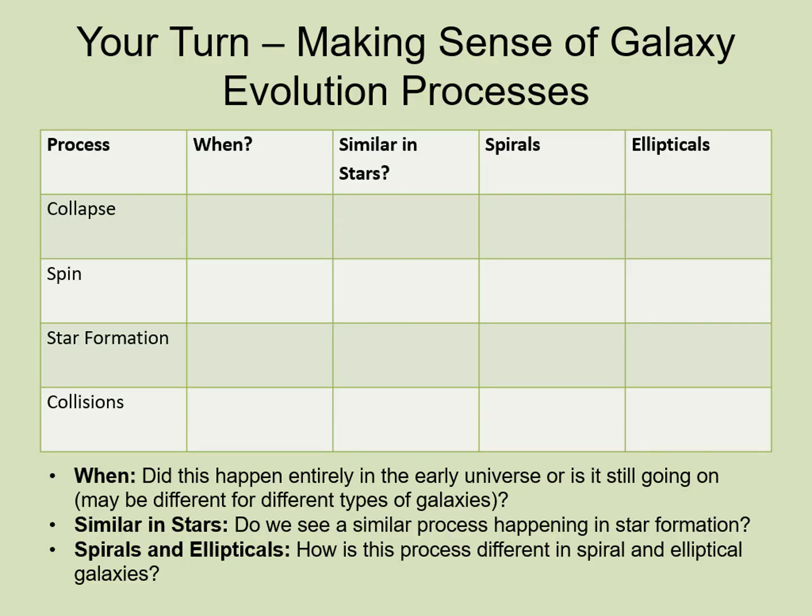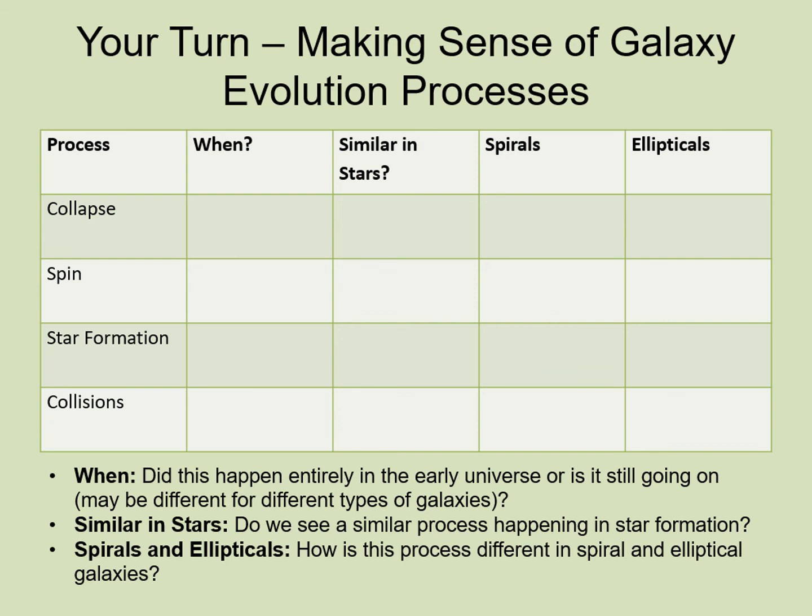Review the material we've just covered to help you fill in this table on galaxy evolution processes. You may also want to look back at the stellar evolution chapter, especially star formation, to remind yourself of which of these happen on a smaller scale when stars form. Notice that the answers may be different depending on the type of galaxy, so you should make a note of that in the table.